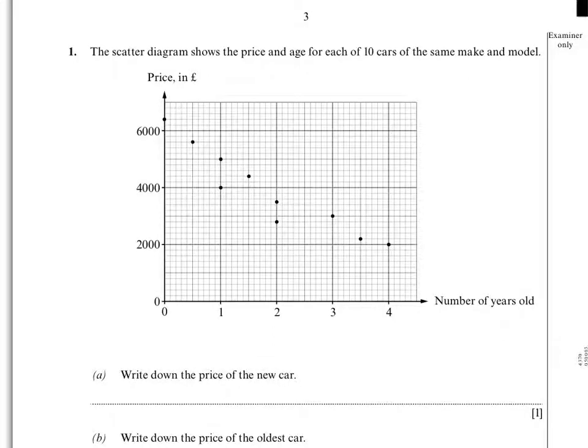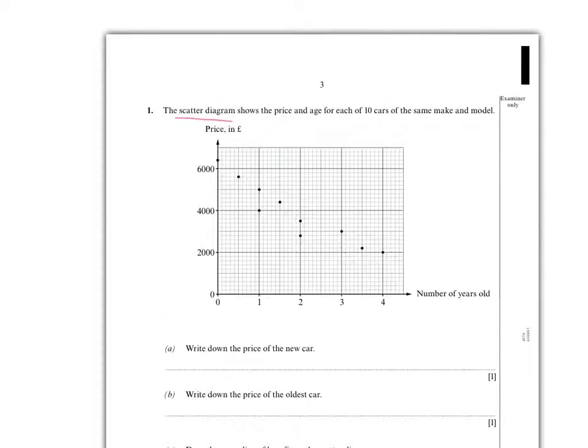Okay, question 1 is our scatter diagram question, and it says that it shows the price and age for each of 10 cars of the same make and model. Now part A asks us to write down the price of a new car. So a new car, if we've got the number of years old on the bottom, a new car must be when it's 0 years old. Now we can see on our graph that the dot for that is up there just above 6,000.